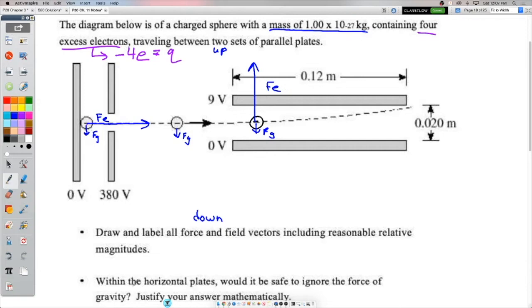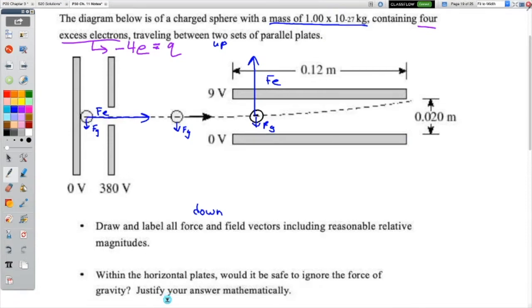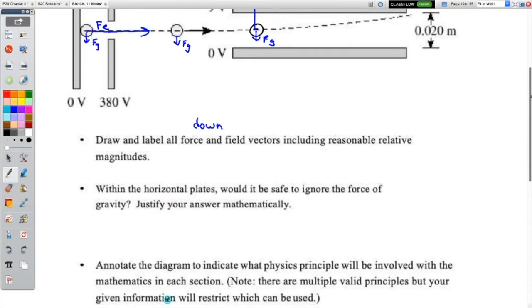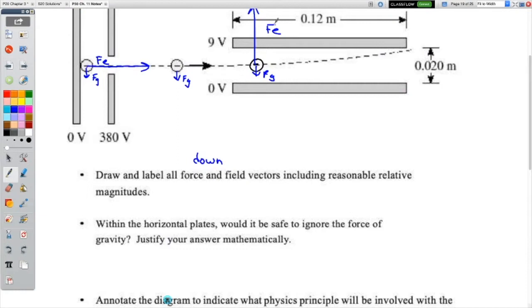Within the horizontal plates, so that's these plates, right? These horizontal plates, would it be safe to ignore the force of gravity and justify your answer mathematically? So how are we going to do that? Well, to know if it would be safe to ignore the force of gravity, we have to figure out how big it is compared to the electrostatic force.